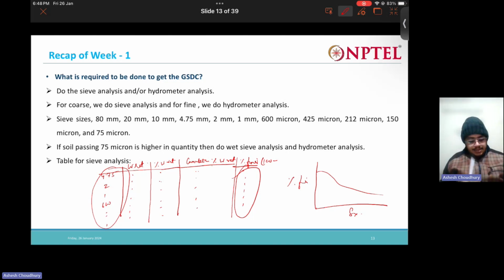As I was saying, after washing, you will see a greater amount of particles has passed through the 75 micron sieve. After that, the portion of the soil that has passed through 75 micron, we need to oven dry. We oven dry that sample and then take the weight.